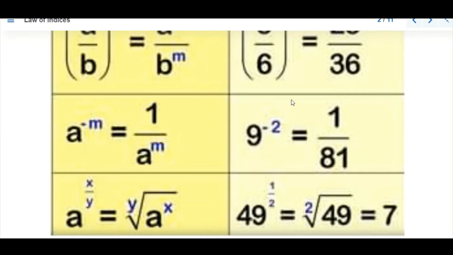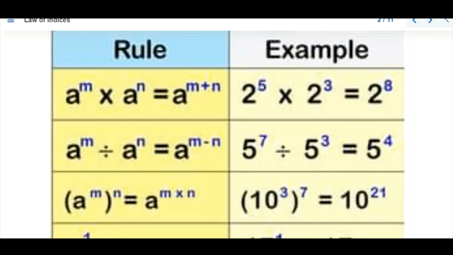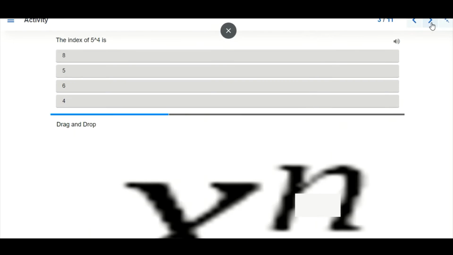So we have a given illustration here which serves as examples to those rules that we have. Now let's look at these activities based on our explanation. If you have 5 raised to power 4, 5 is what? 5 is the base number and 4 is the index number. So the index of 5 raised to power 4 will give us what? It will give us 4. Let's check. Now we have that.